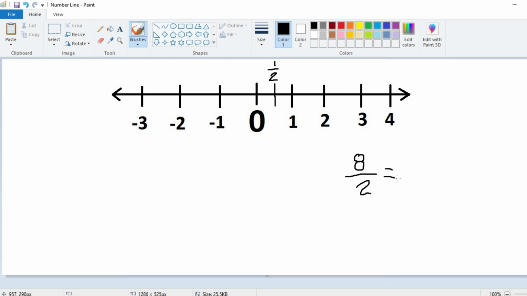What do you think about that? That is one number. That is the number 4. 8 divided by 2 can also be represented in this format. But it's still one number. I'll show you.